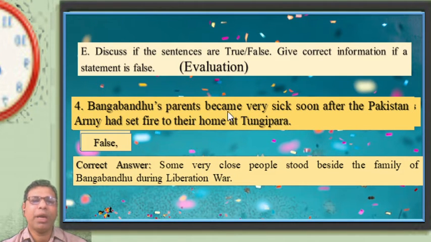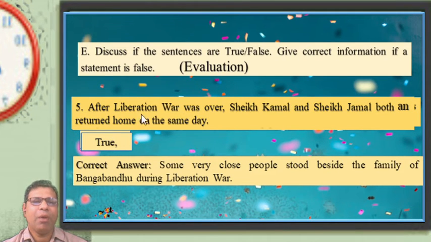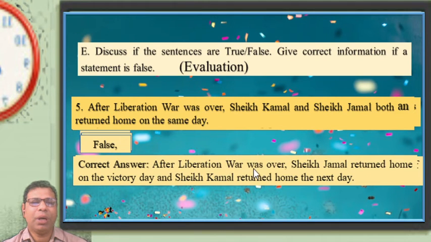4. Bangabandhu's parents became very sick soon after the Pakistani army had set fire to their home at Tungipara. True. Question number 5. After the liberation war was over, Sheikh Kamal and Sheikh Jamal both returned home on the same day. False. After the liberation war was over, Sheikh Jamal returned home on Victory Day and Sheikh Kamal returned home the next day.